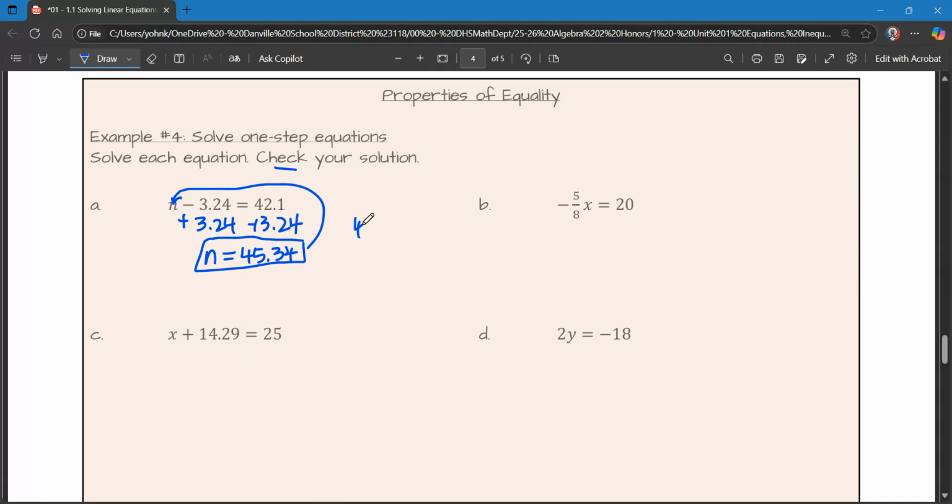So doing 45.34 minus 3.24, that's supposed to give you 42.1. Well, if I physically subtract these two, I do get 42.1. That's showing that you checked your solution. Do you necessarily have to write it down every time?